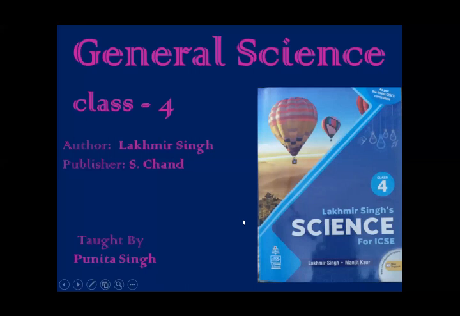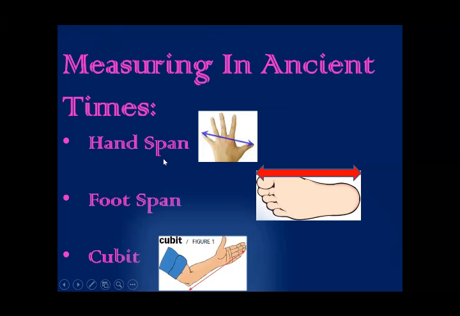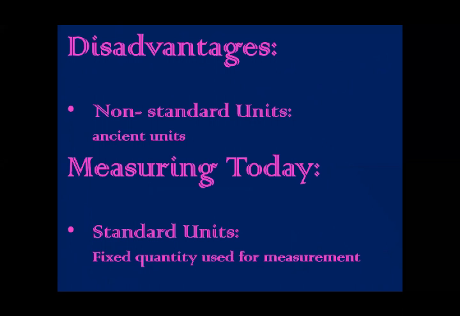Till now, we have studied ancient units, for example, handspan, footspan, cubit. Then, due to certain disadvantages, these non-standard units are no longer in existence, and then came the standard units, which are fixed quantities and do not change.